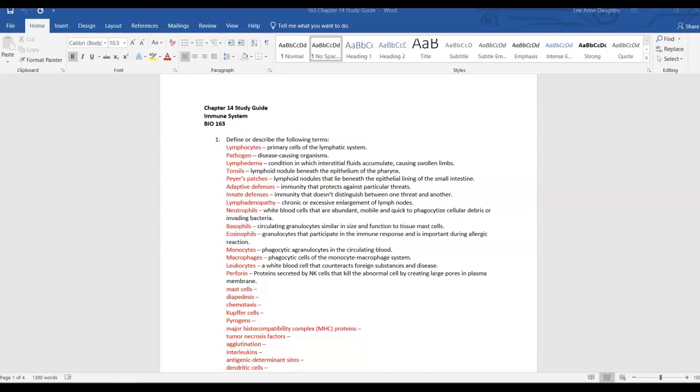So I'm going to just do these. I know this is not the order that you were assigned the chapters, but I'm going to do 14, 15, and 16 in that order. So chapter 14 on the immune system. The definitions, it looks like you just didn't get to finish. Let's see. So I'm going to skip down to the ones you didn't do.